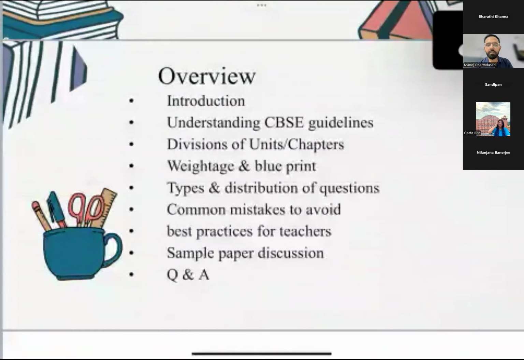So these are the topics which I am going to include: understanding the CBSE guideline, that is Circular Number 30, which has changed the competency-based criteria, then division of units and chapters, weightage and blueprint, types and distribution of questions, common mistakes to avoid, best practices for teachers, and sample paper discussion. This is going to be the important discussion today, which is going to give insight into Bloom's taxonomy criteria and the Circular 30 criteria through this sample paper.